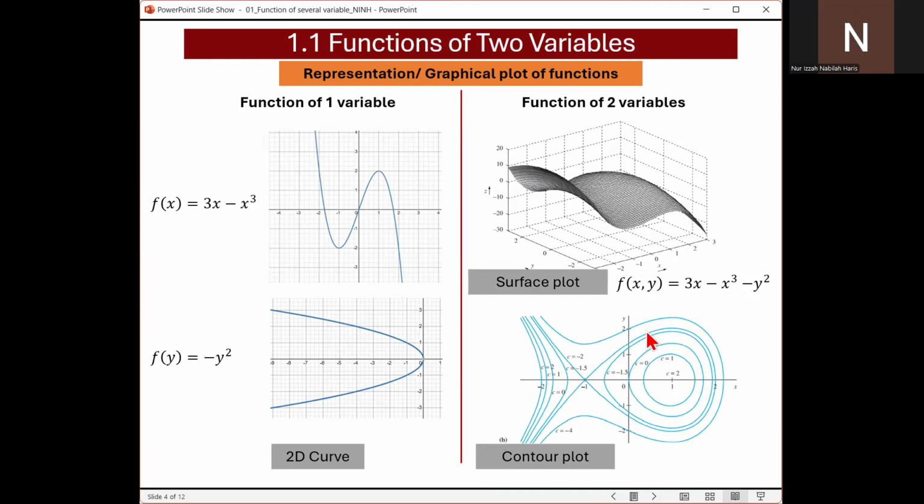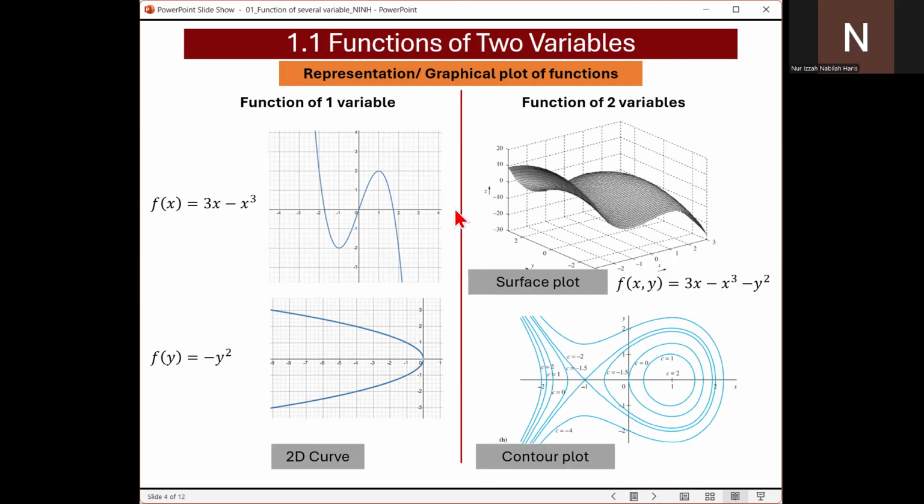Now, how to represent or how to see the function of two variables graphically. So as you all already know, function of one variable is represented using a 2D curve. So this is a sample of a function 3x minus x cubed. So this is S shape here. And this is a sample of a function of y, which is negative y squared. So for one variable, it is quite straightforward, just a flat 2D curve.